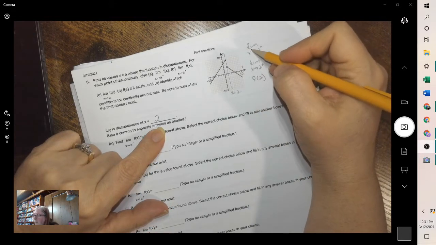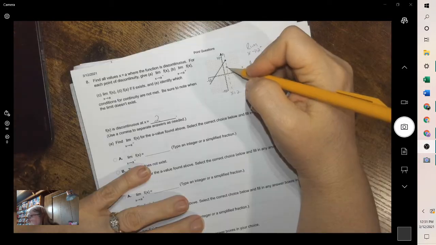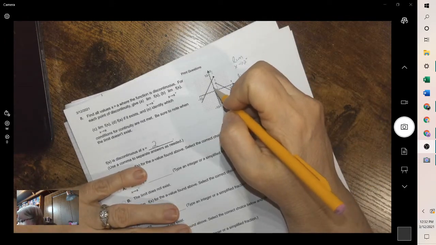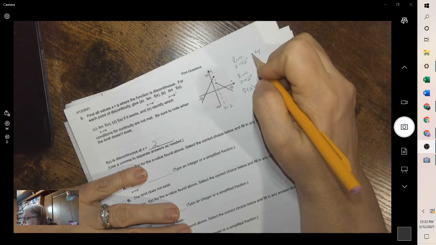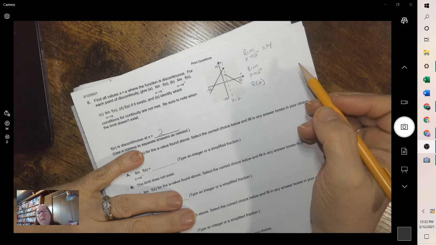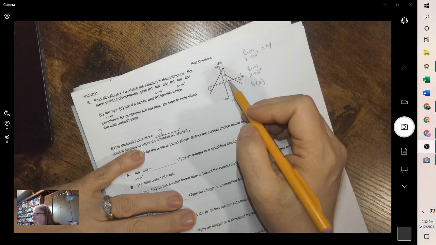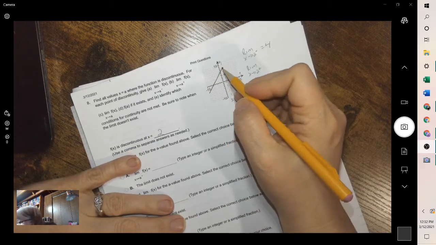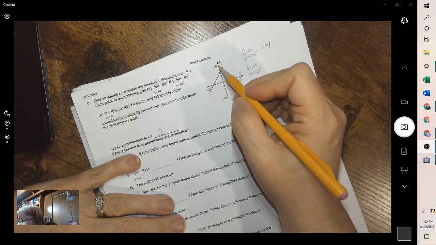If we look at the limit as x approaches 2 from the left, we're on this side, and we're approaching 1, 2, 3, 4. So this going across is at 4. From the right, you're on this side, and our line's up here at 10, 9, 8, at 8.